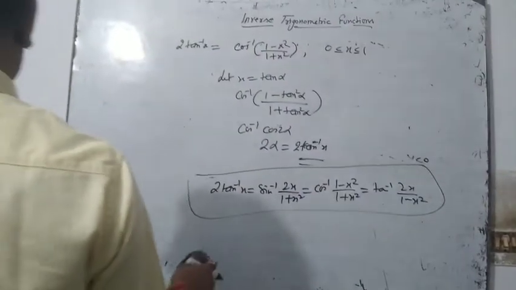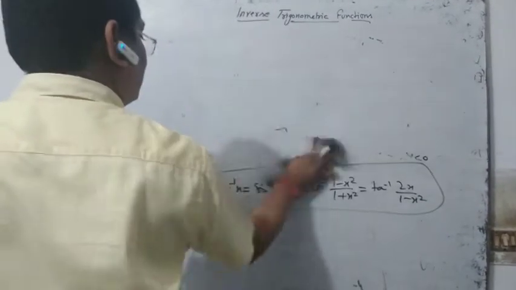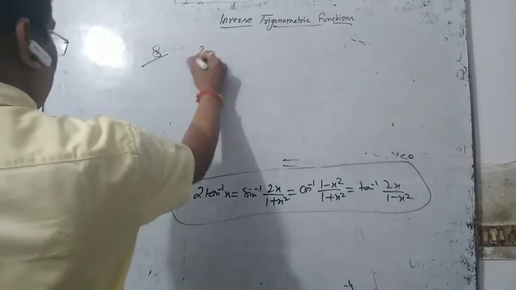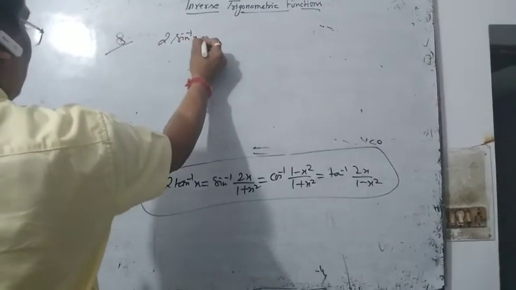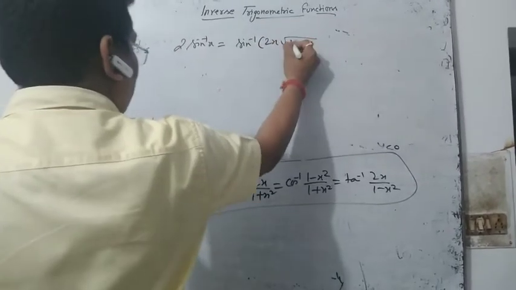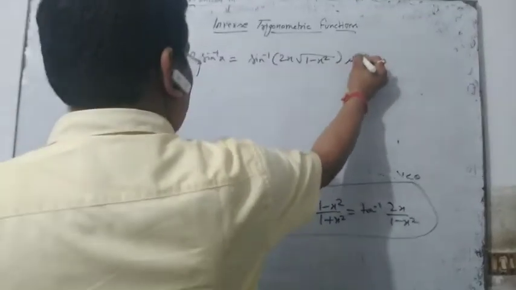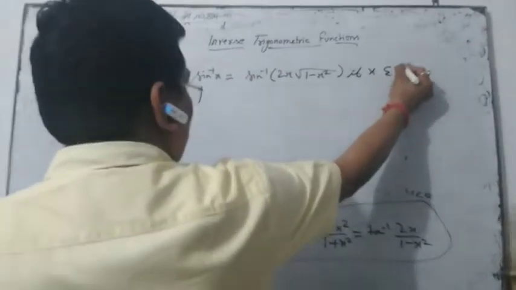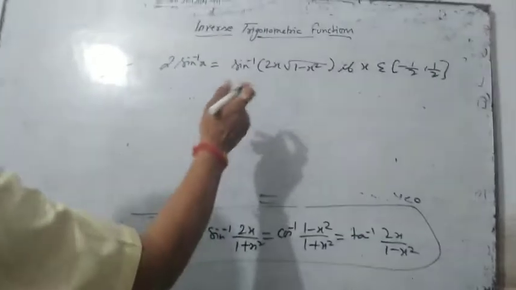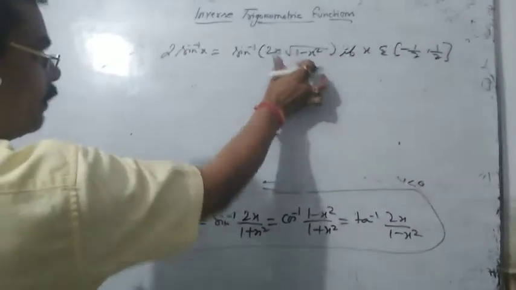Next, property number 8. 2 sine inverse x is equal to sine inverse of 2x root of (1 minus x square), where x is an element of minus 1 by 2 comma 1 by 2. Prove that 2 sine inverse x is equal to sine inverse of 2x root of (1 minus x square).